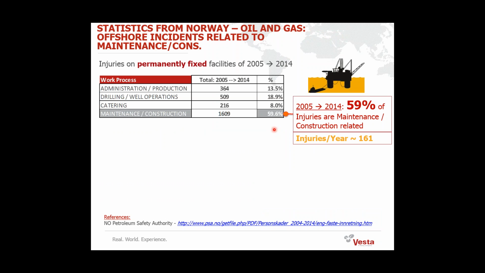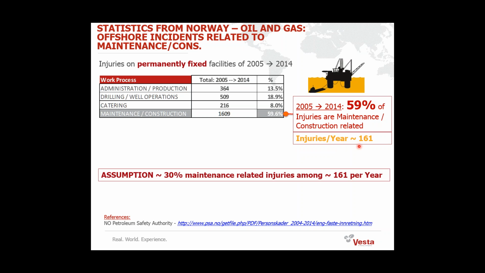Now let's have a look at statistics. This statistic is from Norway, oil and gas offshore platforms, and we can see here for the maintenance and construction related injuries that 59% is due to maintenance and construction, for an average of 161 injuries per year. So if we just take an assumption of 50-50, we can say that 30% of the injuries is related to maintenance.